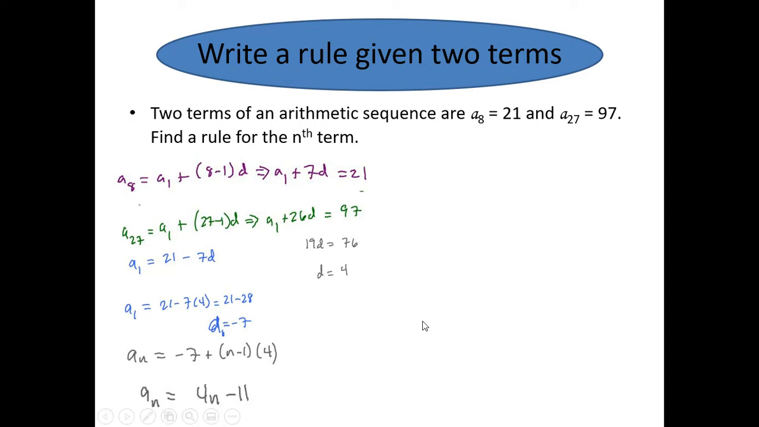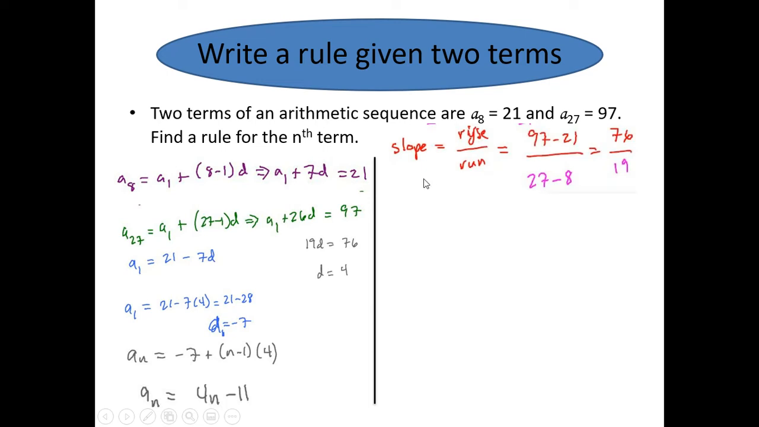All right, there is another way to do it, and we'll do it on this side of the page. If I look at my y values or my range values here, I've got 97 and 21. My x values or my domain is 27 and 8. Now I know from my geometry days that slope is equal to rise over run. My rise is my change in y values or my change in the range.